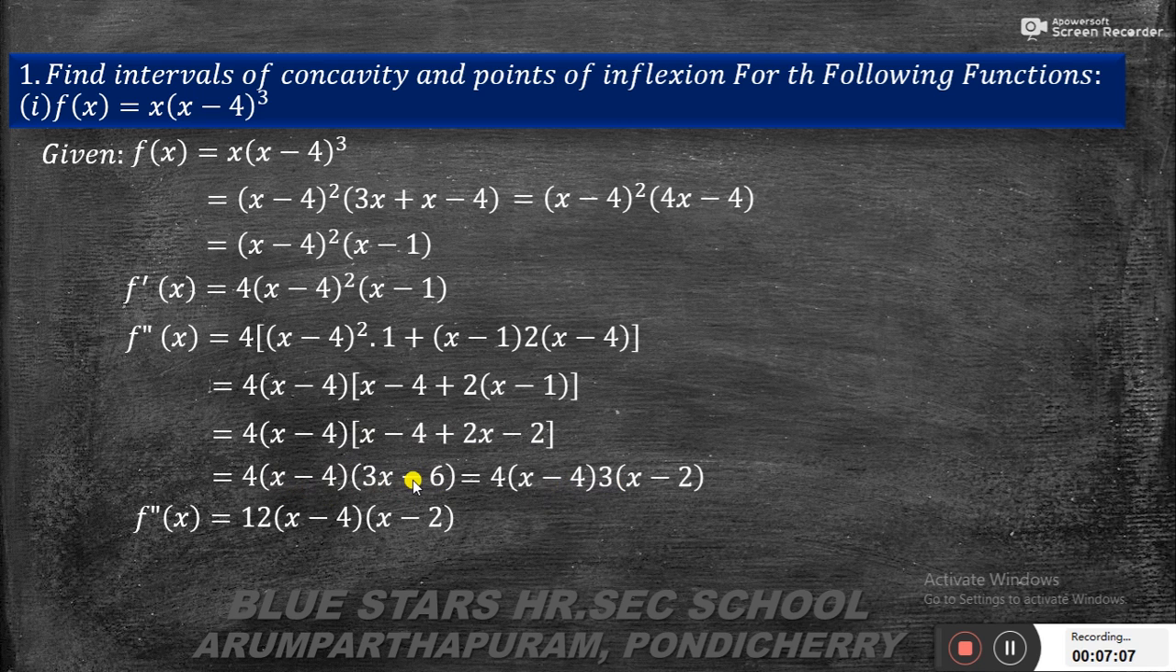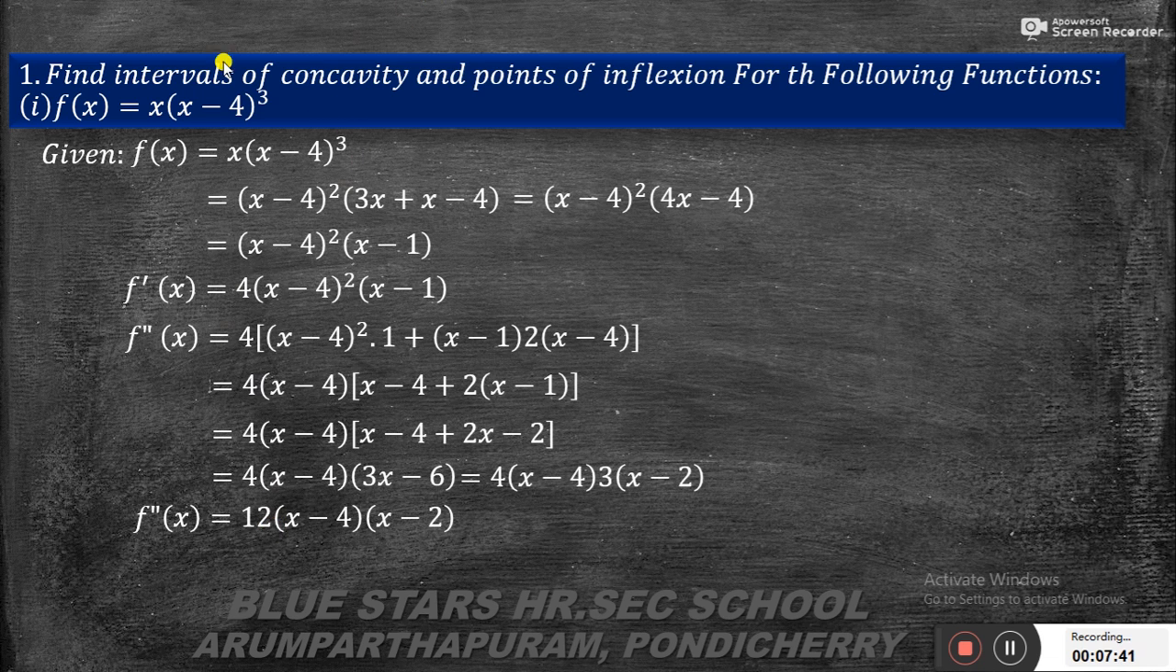Here you see in the second factor 3 is common. So I take the 3 from this bracket, from the second factor. So 3 into x is the only remaining factor, then from the 6 I take the 3, so minus 2. Therefore f″(x) equals, now I multiply the numbers, 4 threes are 12, into (x − 4)(x − 2). This is the f″(x) answer.